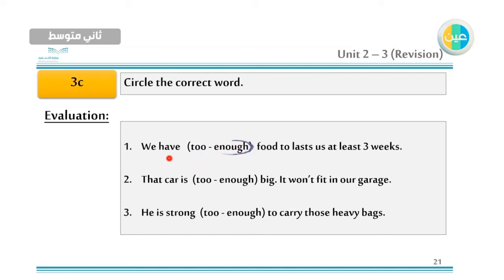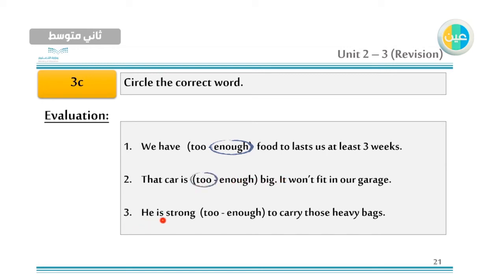We have enough food. Number 2, that car is too or enough big. It won't fit in our garage. So this is an adjective, big. Can we say too big or enough big? We cannot say enough because enough comes after the adjective or the adverb. So the correct answer is too.